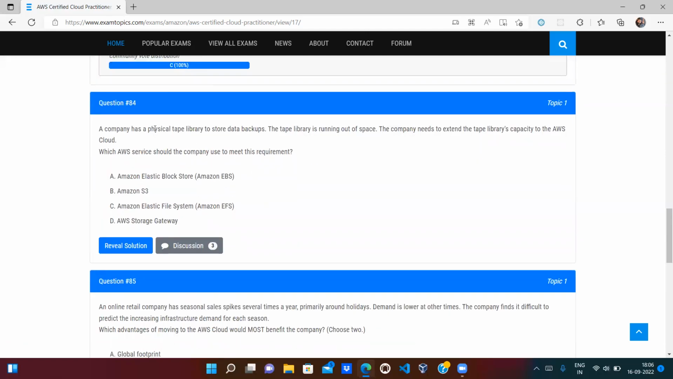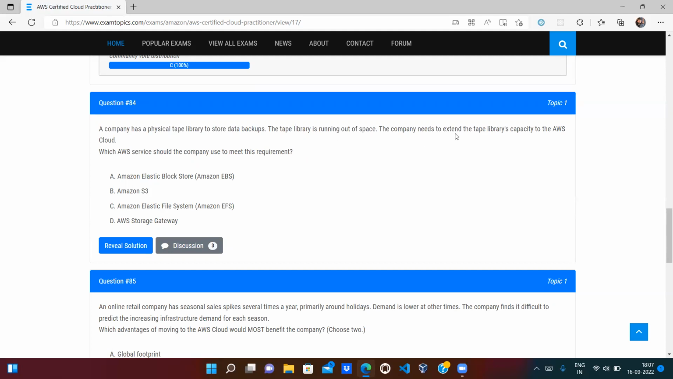A company has a physical tape library to store data backups. Right now they have physical tape on which they are storing data backups, but the tape library is running out of space. The company needs to extend the tape library capacity to the AWS cloud. So they have the tape library on their physical on-premises server. It gets full. Now they want to store the backup, which is running on their own premises, on the cloud. So how can they do it?